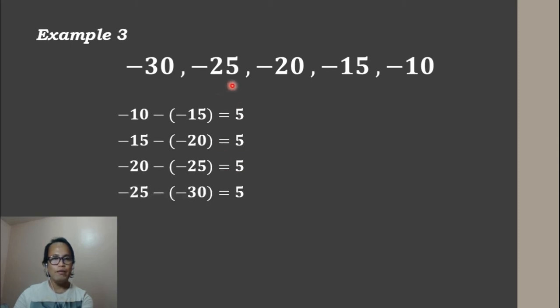And lastly, we have negative 25 minus negative 30, which is still positive 5. So our common difference for this specific example is 5, since our constant number is 5.